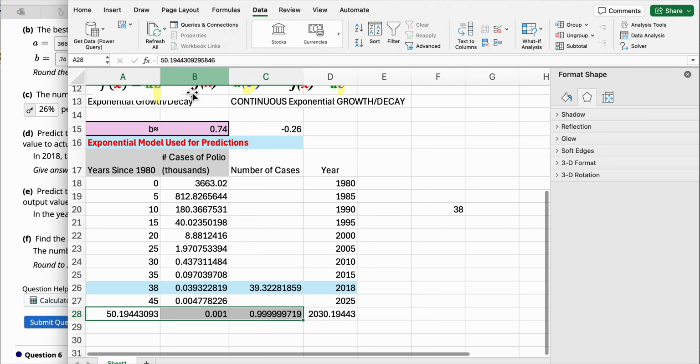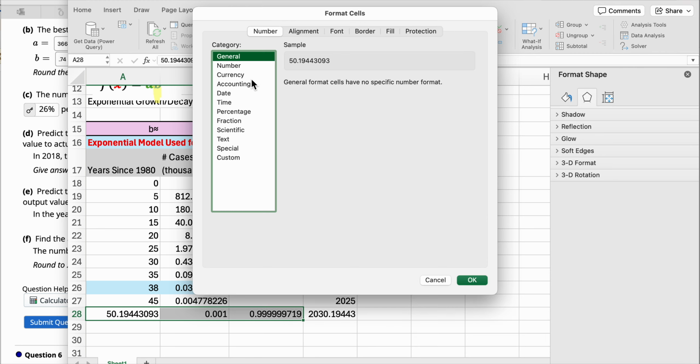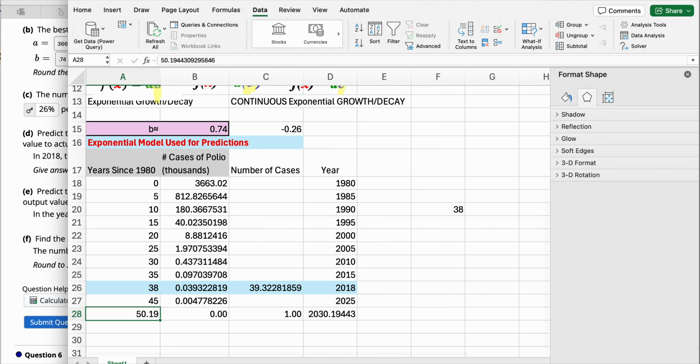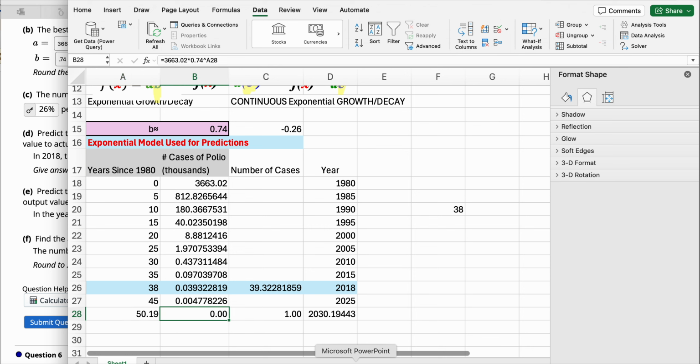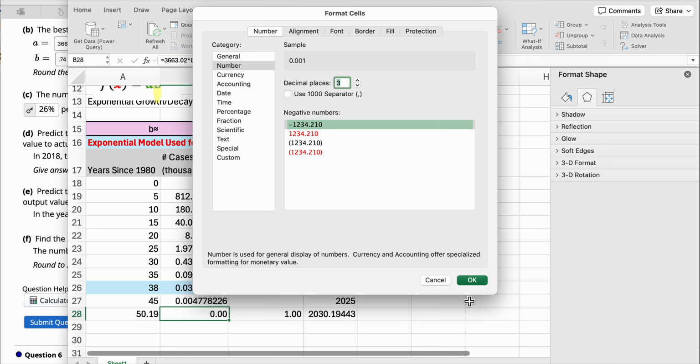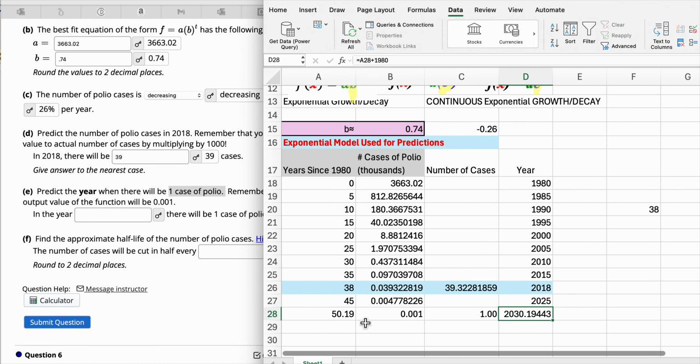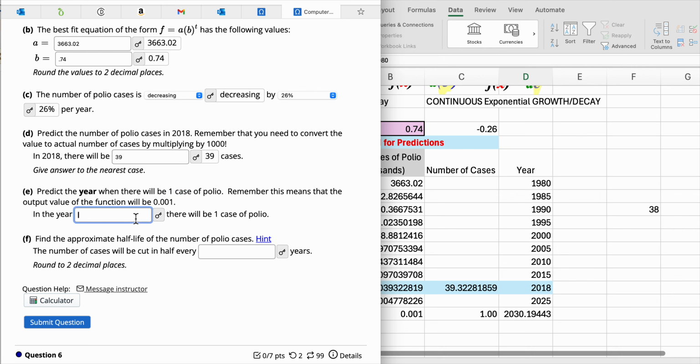All right. So I have my answer now. I know that 50 years since 1980, I will have about 1 case of polio, and that's in the year 2030, right? I would need to add 50 plus 1980, and that happens in the year 2030, okay? So this just wants the nearest year.